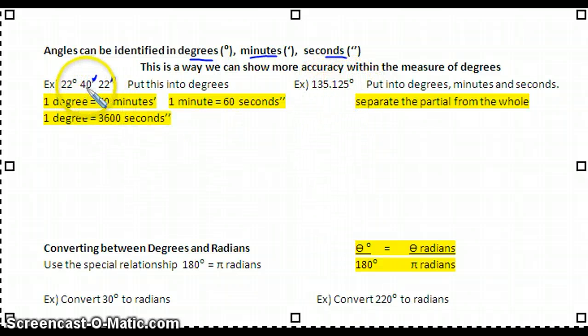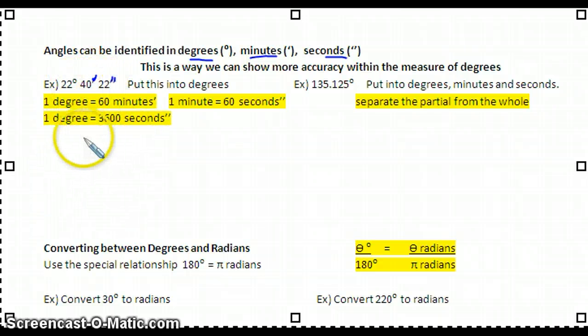Here's how you would change minutes and seconds into a decimal form of degrees. Recognize that 1 degree is 60 minutes, 1 minute is 60 seconds, so therefore 1 degree would have to be 3,600 seconds. Think of this a lot like the minutes and seconds on a clock: 60 minutes for 1 hour, 60 seconds in 1 minute, and then 3,600 seconds in 1 hour.